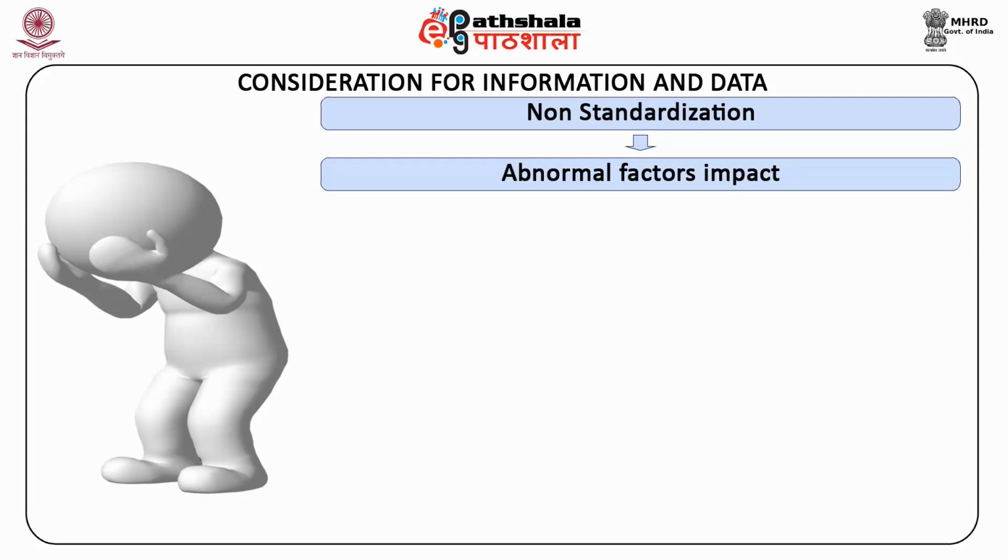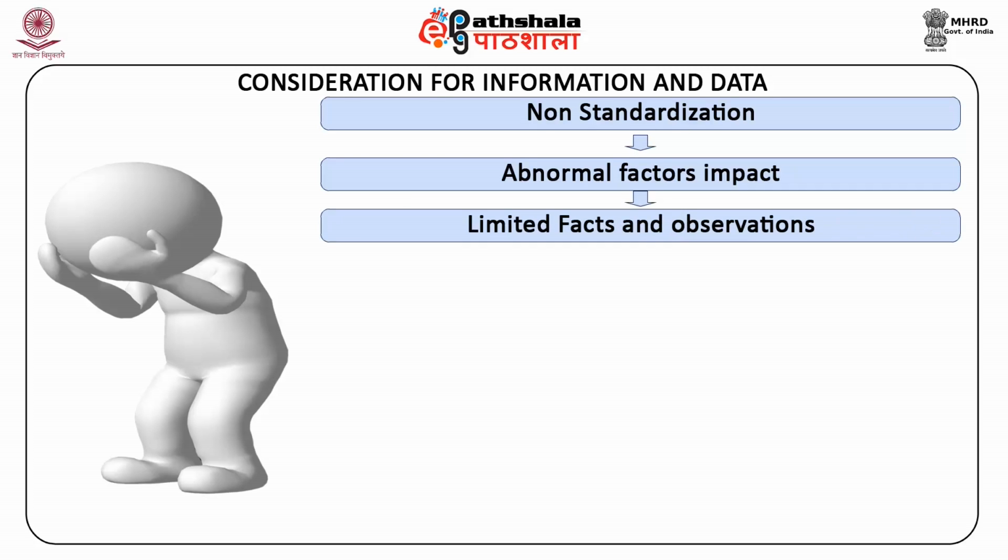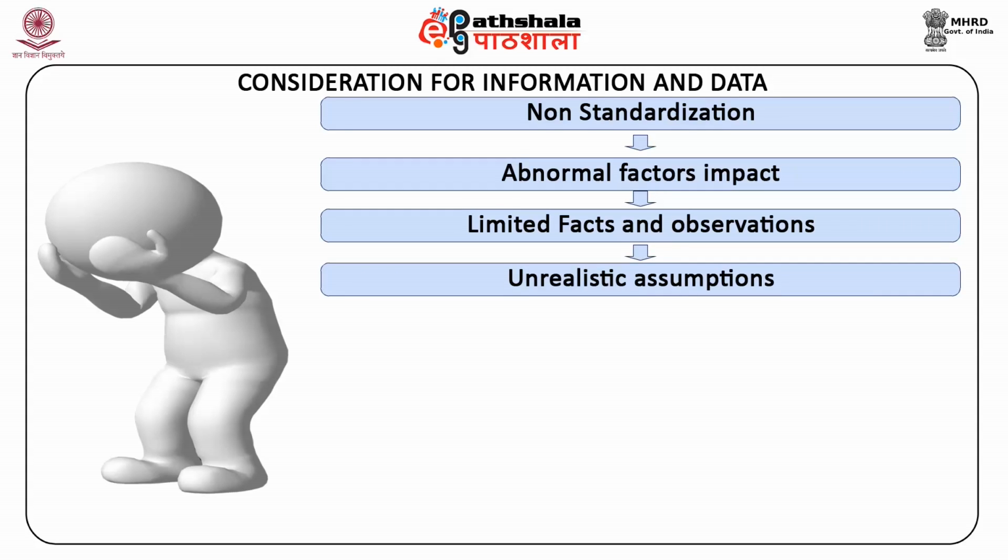Abnormal factors impact. Examples of abnormal factors can be a terrorist attack, public unrest, or a natural calamity like drought or floods, etc. Limited facts and observations. At times, the analysis is based on a few available observations, which makes the future forecast not of much significance. Unrealistic assumptions. The different assumptions for estimation and projection may be erroneous and incorrect at times.